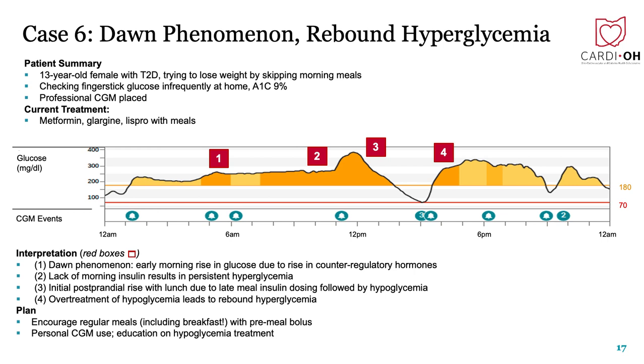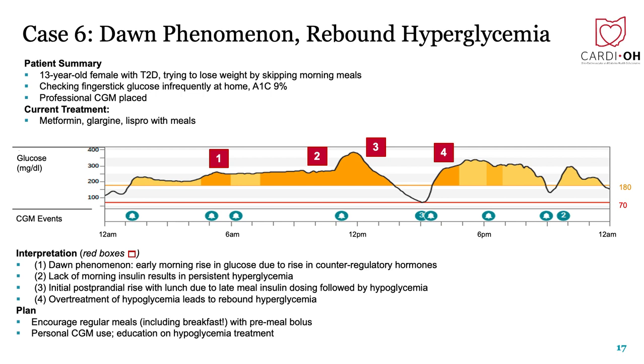This is very common with the dawn phenomenon and actually pretty pronounced oftentimes in adolescence, with a rise in growth hormone and cortisol in those early morning hours. The second pattern is the individual's not eating breakfast, or maybe having a small breakfast and just not covering it, resulting in persistent hyperglycemia.